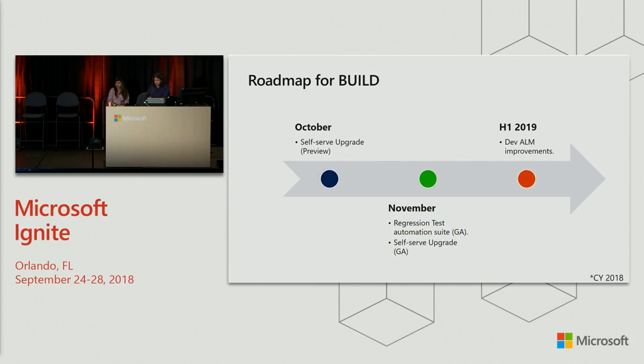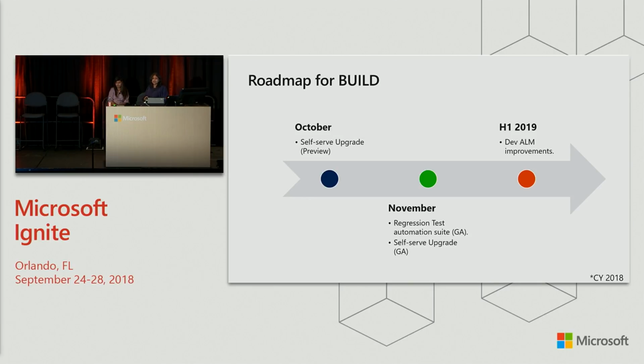So quickly, the roadmap for this entire section, we do have a self-service upgrade that's going out in preview in early October. We plan to GA it in November, so it will be available for general availability in the November timeframe. The regression test suite automation will also be GA in the November timeframe. And like I talked about, there are a few Dev ALM improvements that we are planning for the first half of next calendar year. There are several around just how you set up your dev machine. You'll see improvements on how you don't have to rely on the entire dev VHD, for example. You can just do it on any machine by downloading the set of tools that you need.